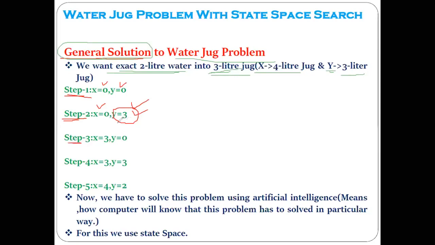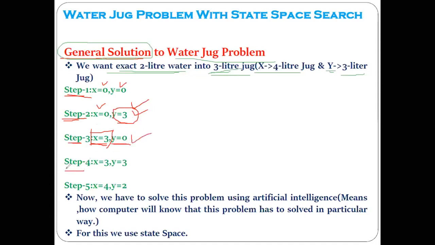We'll put all the water from the second jug into the first jug. You are getting the third step? What we have done is we fill all the water from the second jug into the first jug. That's why the X value becomes how much? X equal to 3, correct? Yes, sir. And as you are putting all the water from the second jug into the first jug, your second jug will become empty? Yes, sir. That is the third step.